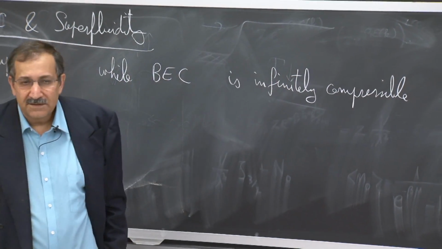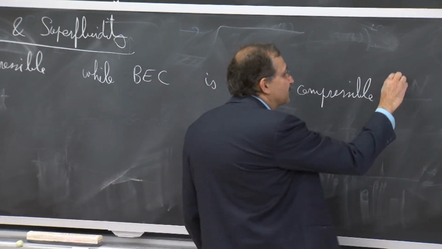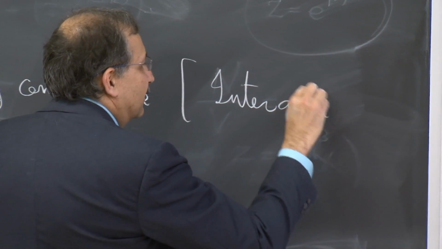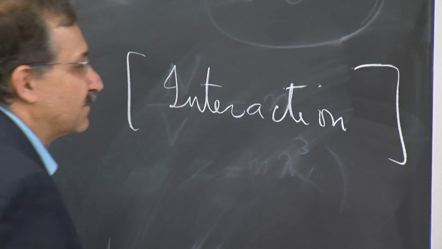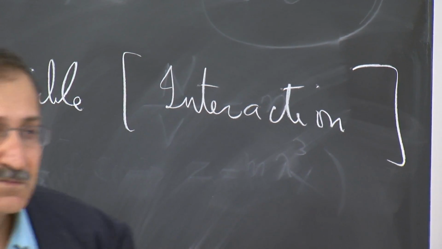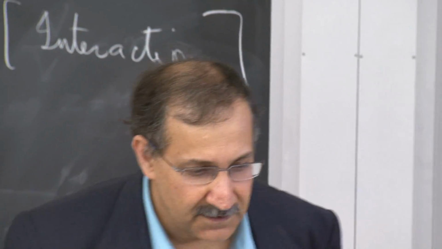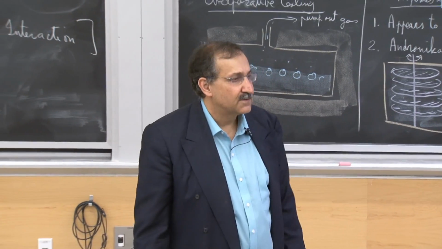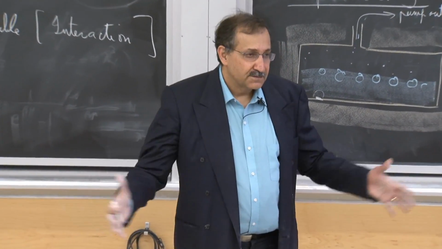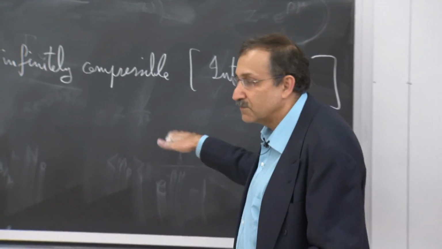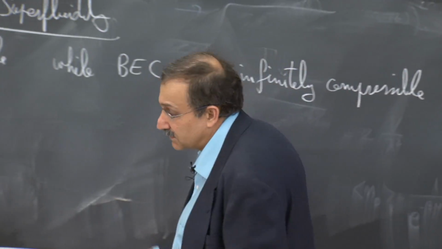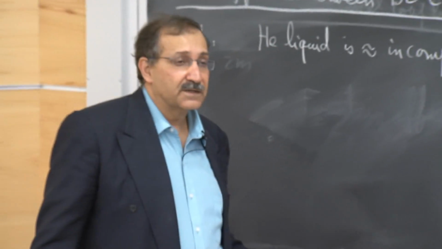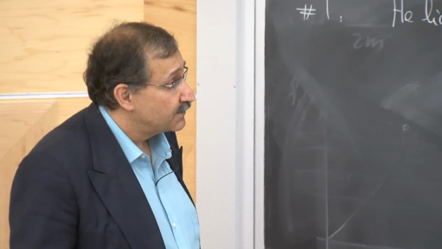And of course, this is immediately a manifestation of the interactions. In the case of the BEC, we didn't put any interactions among the particles. We can put as many of them as we like into the single state k equals 0. Of course, real helium atoms have a self-avoiding interaction between them. They cannot go through each other, so that's an important difference.